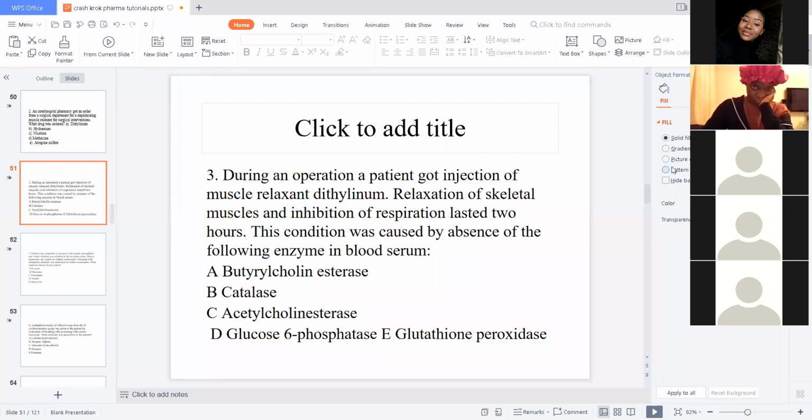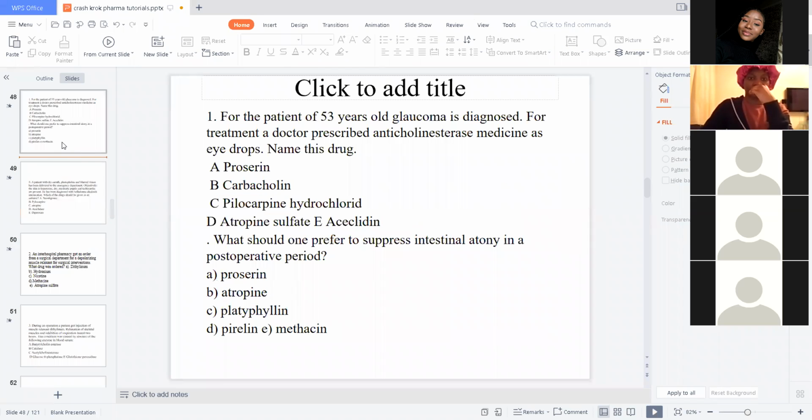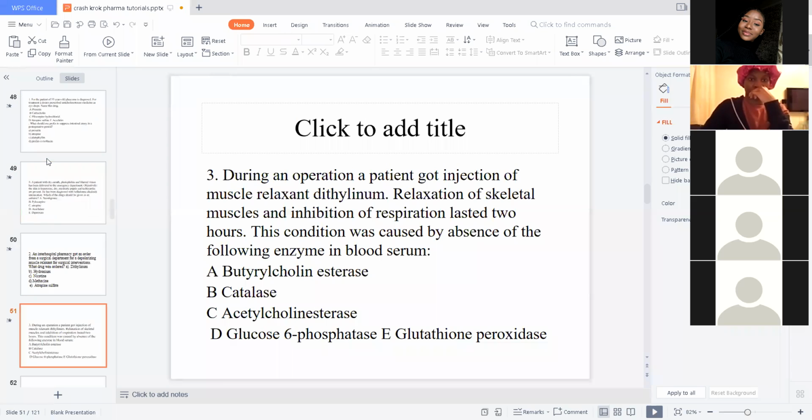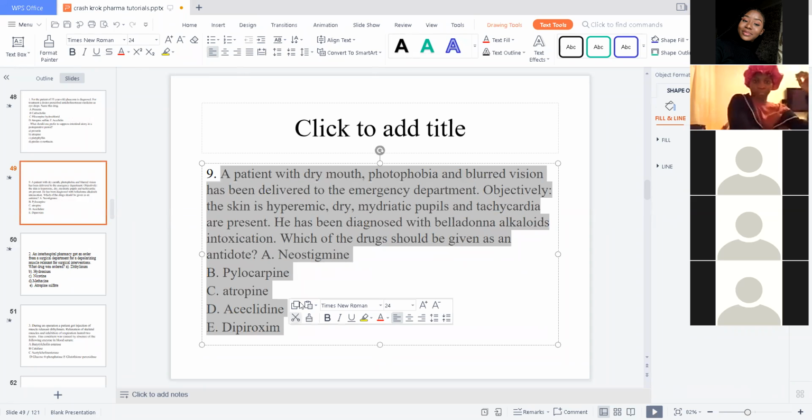Yes, that's correct. So I want you to pay attention to these questions because from this topic, there are some questions that might come out every year. This is one of them: butyryl esterase, or pseudocholine esterase. Also, I want you to understand this mechanism properly, because this question comes out every year.